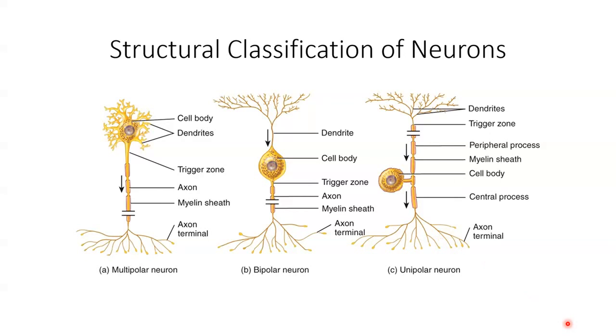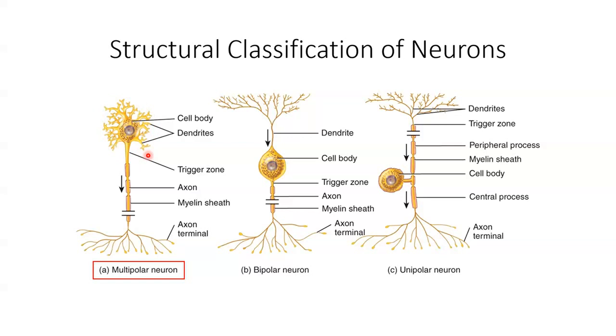However, neurons display great diversity in both their shape and their size, as well as the pattern of branching of their dendrites. Both structural and functional features are used to classify a neuron. So structurally, neurons are classified according to the number of processes extending from the cell body. So if this is our cell body here, multipolar neurons have several dendrites and one axon. So multiple extensions coming off that cell body.